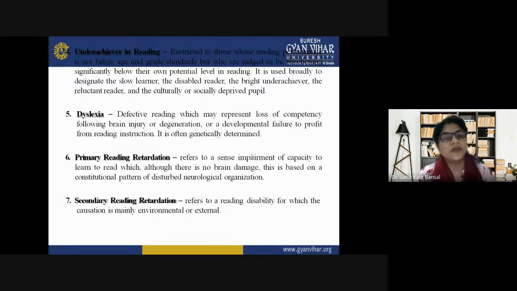Now next is underachiever in reading. So, this is restricted to students whose reading performance is not below age and grade standards, but who are judged to be functioning significantly below their own potential level in reading. It is used broadly to designate the slow learner, the disabled learner, the bright underachiever, the reluctant reader, and the culturally and socially deprived pupil. Dyslexia. Defective reading which may represent loss of competency following brain injury or degeneration, or a developmental failure to profit from reading instruction. It is often genetically determined.